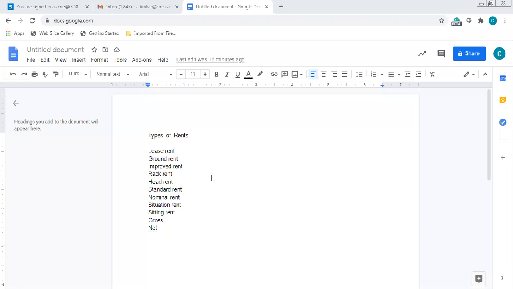Then next is nominal rent. Now, what is nominal rent? If the landlord, due to some relation or some other attachment with the tenant, charges a very small rent, much below the standard rent, then we call it a nominal rent.